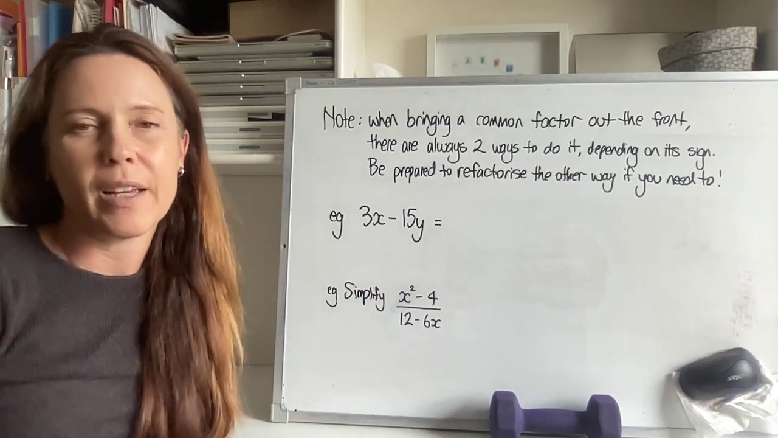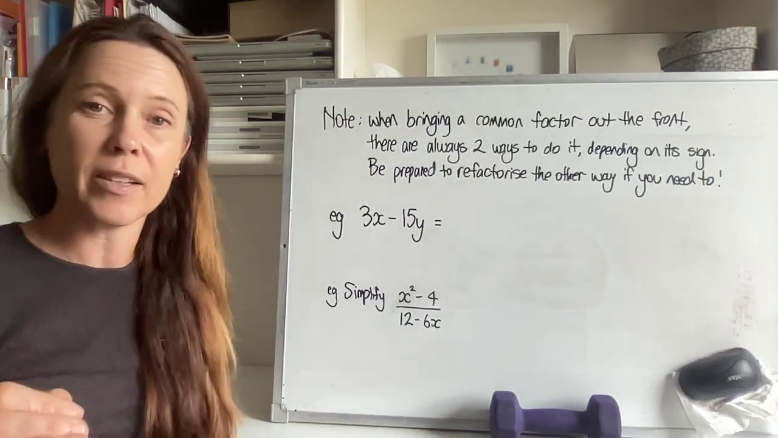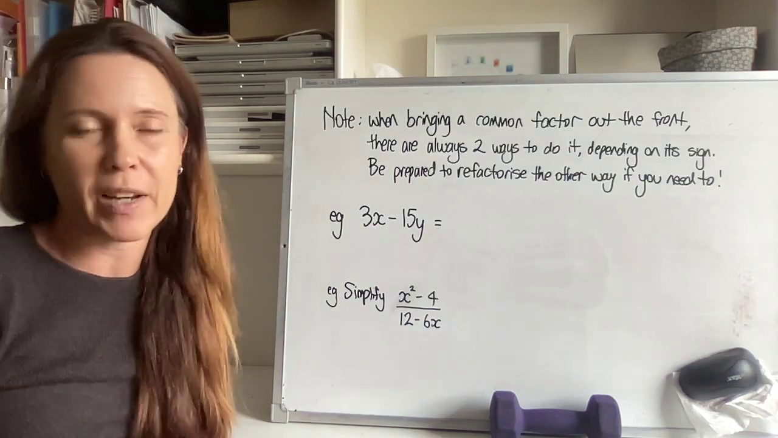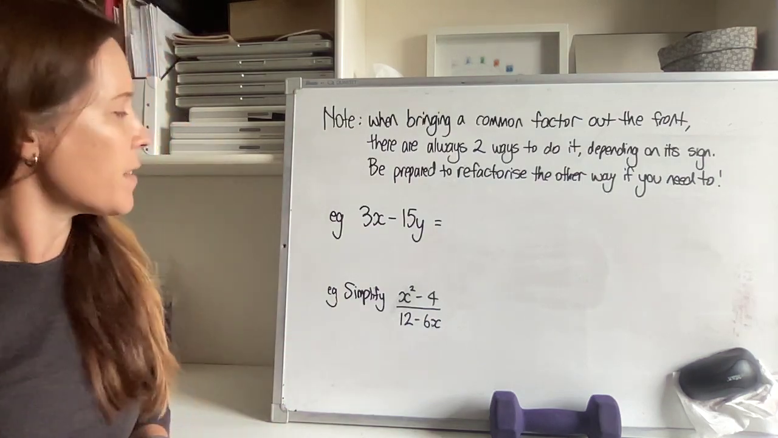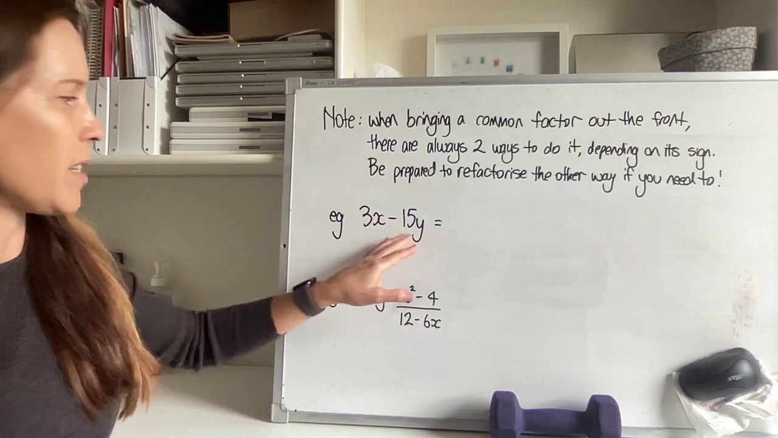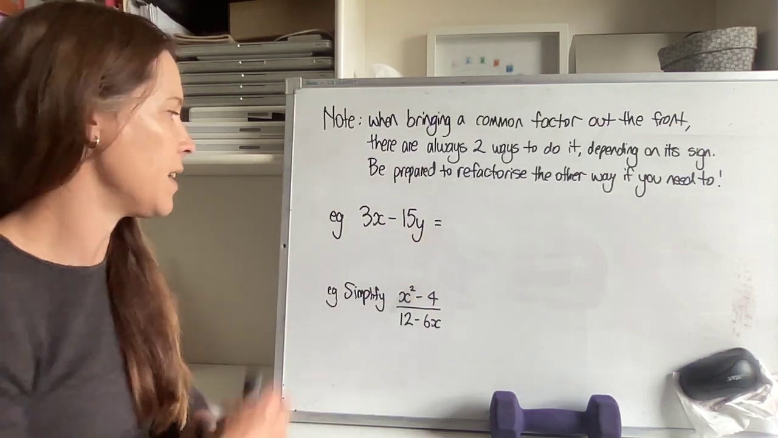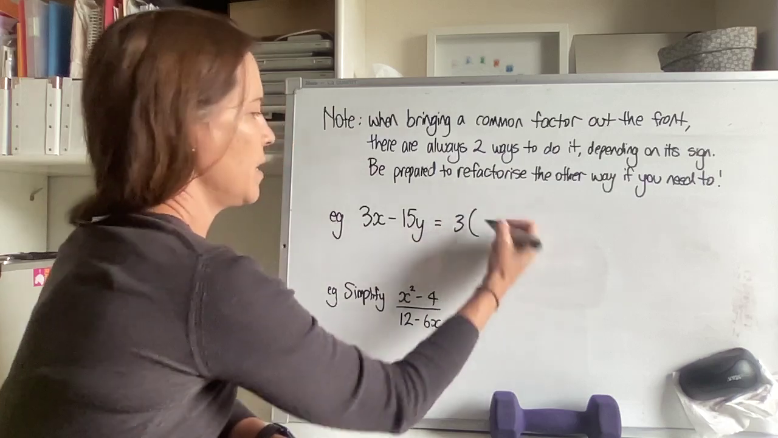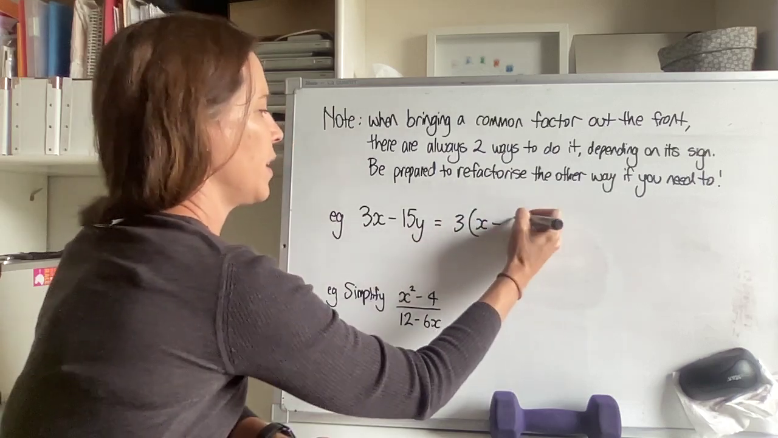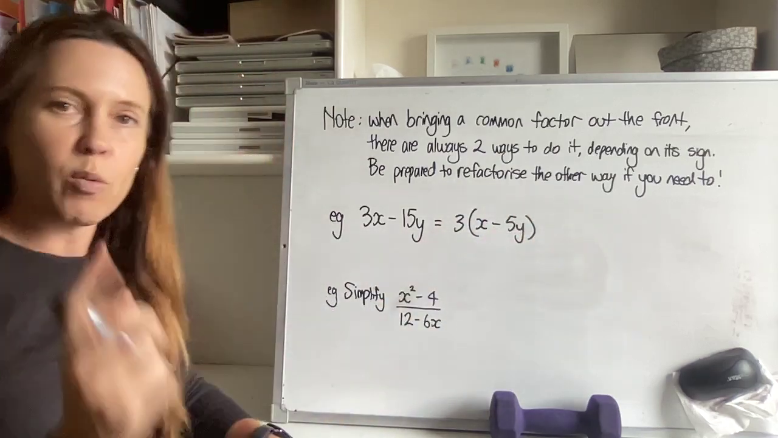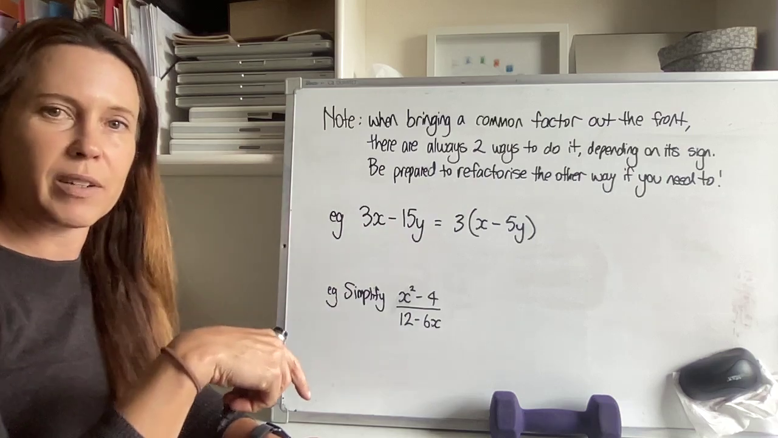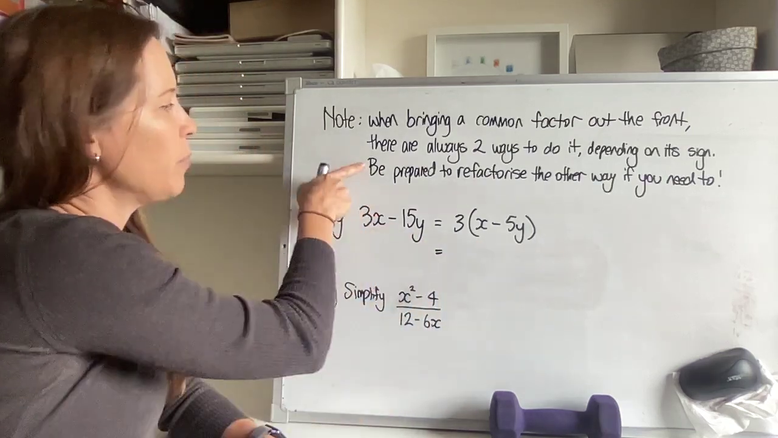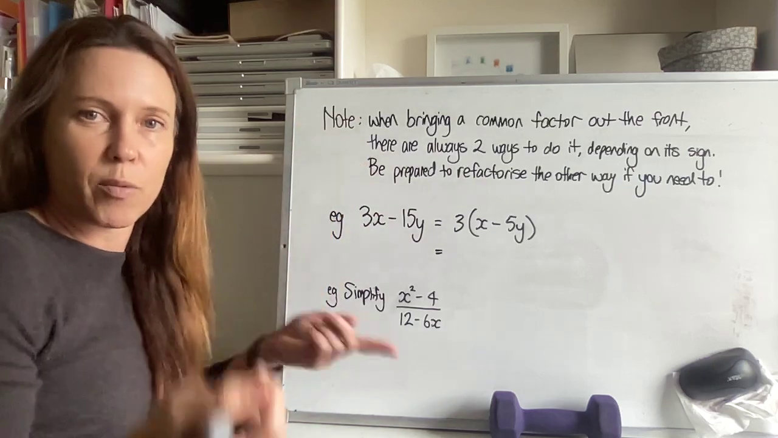One final point. A very simple factorization nearly always will have two ways that you can do it. Now I'm talking about when you're just bringing a common factor out the front of a set of brackets. So if I have something simple like 3x minus 15y and I want to factorize that, the normal thing to do would be to say, hey, I can see that they've both got 3 in common, and so I need 3 out the front of x minus 5y. But what if we brought negative 3 out the front?